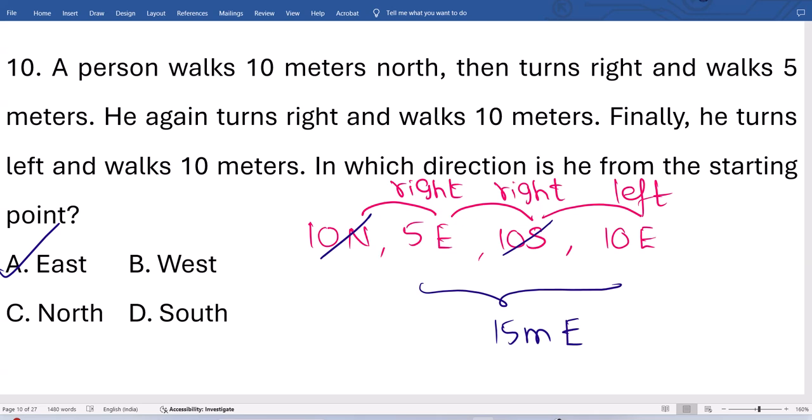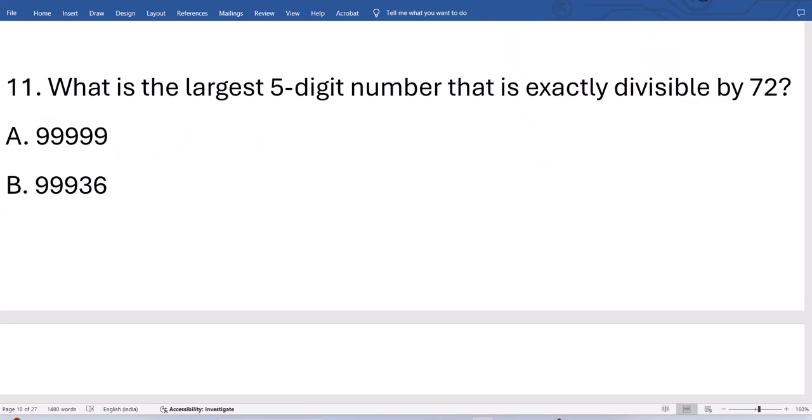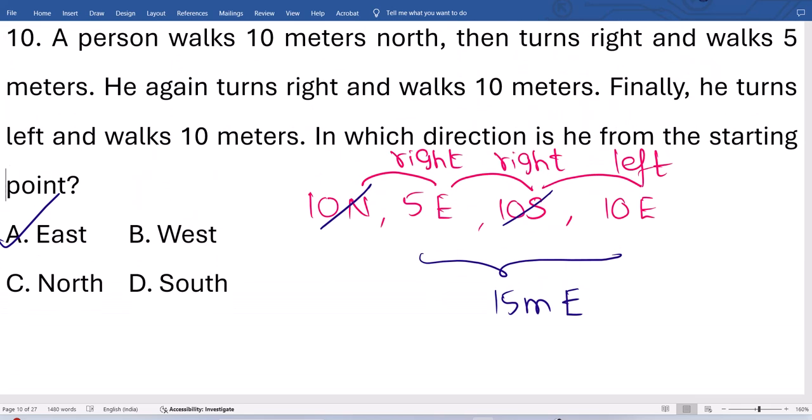If the question asks what is the distance from the starting point, it is 15 meters. Distance means shortest distance. Don't say distance means 10 plus 5 plus 10 plus 10. No, don't write all adding. Distance is the shortest path by default in this topic, the shortest way to reach the goal. North and south are opposite, the same number, so 15. Are you clear with this question? Right, so now let's see the 11th one.